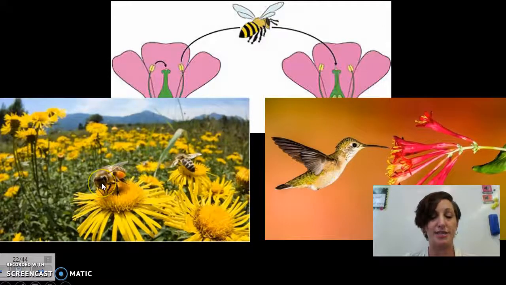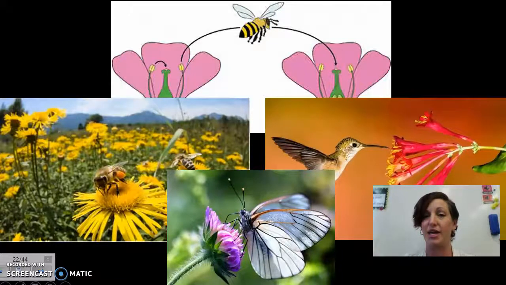Not just insects pollinate plants, sometimes birds can pollinate plants. This is a hummingbird that has a well-designed beak to go into these long flowers to collect the nectar at the very end. But it doesn't have to be birds or insects. It could be any other animal or different types of insects like a butterfly.